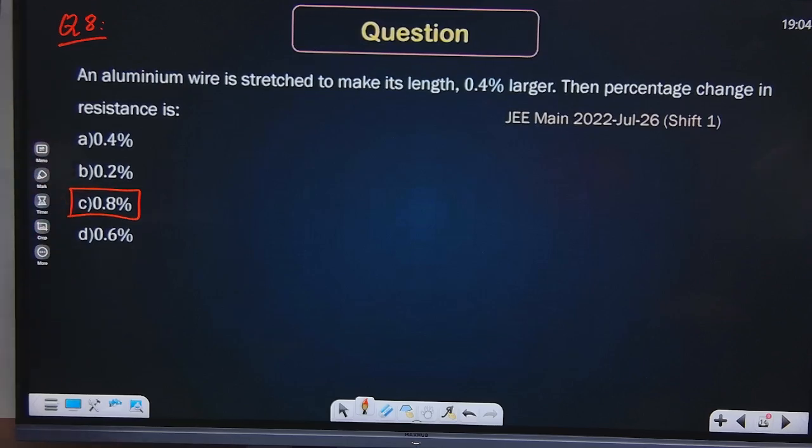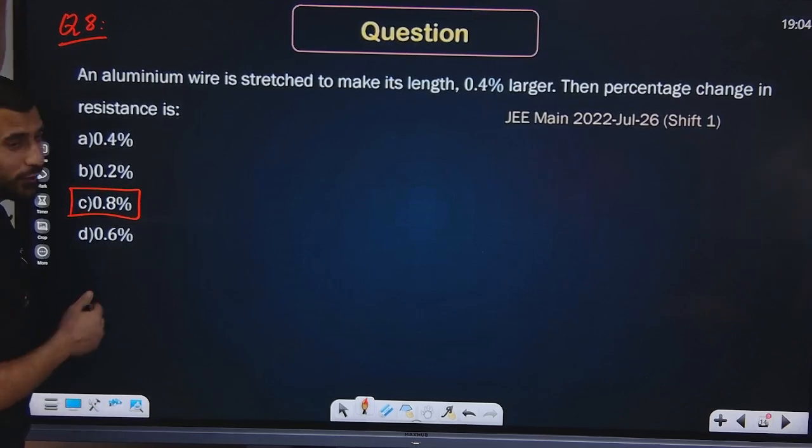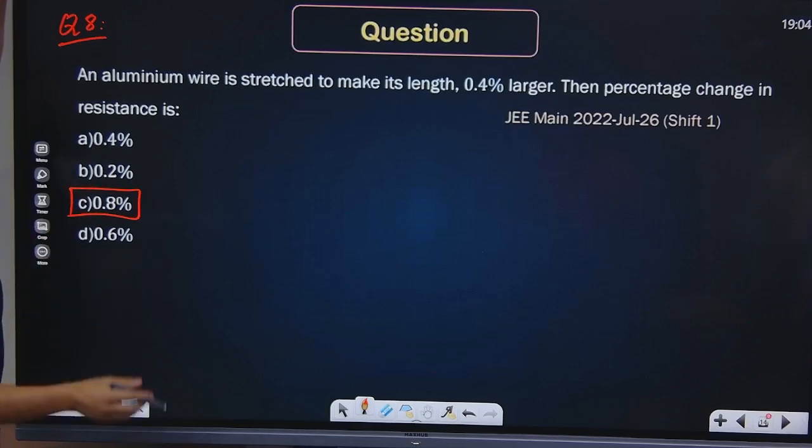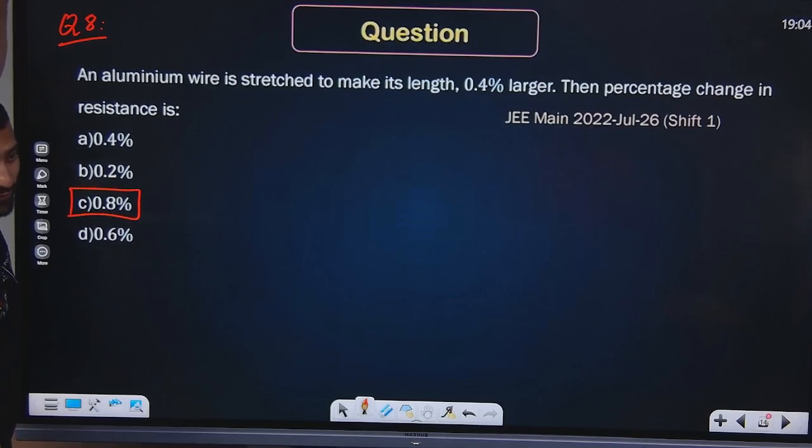Now see, what is the new length? That's it. Li plus 0.4 divided by 100. So it is 1.004. I told 100.4, I started with 100.4.